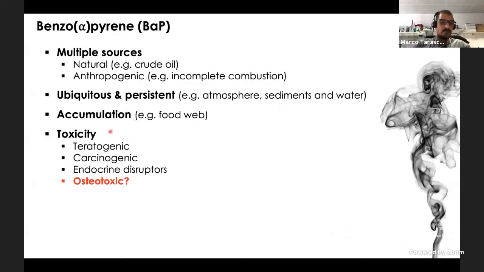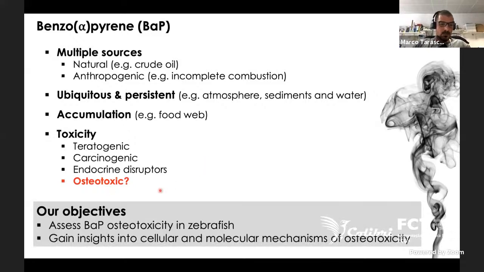Many people have already shown the toxicity of BaP. It has been shown that BaP is a teratogenic compound, carcinogenic, and also an endocrine disruptor. But still, little is known about its osteotoxic effect. So the objective of my past two years was to assess BaP osteotoxicity in zebrafish, trying to find insights into the cellular and molecular mechanisms of this toxic effect on bone.